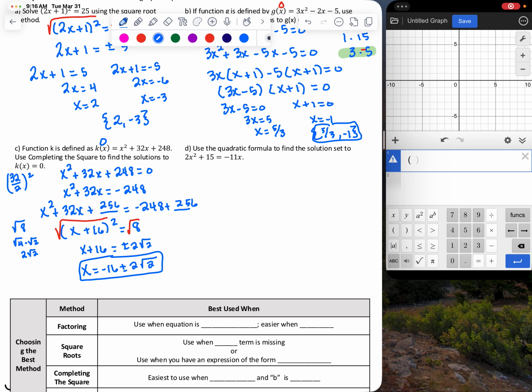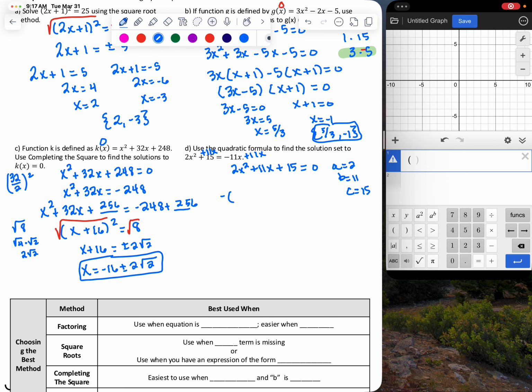All right, problem D. Use the quadratic formula to find the solution set to 2x squared plus 15 equals negative 11x. So the first thing I need to do is make this equation equal to 0 by adding 11x. So I'm going to get 2x squared plus 11x plus 15 equals 0. So my A is 2, B is 11, and C is positive 15.